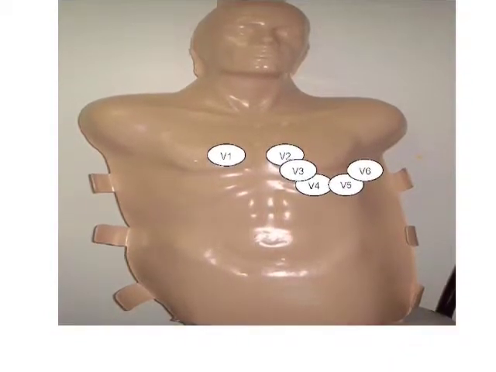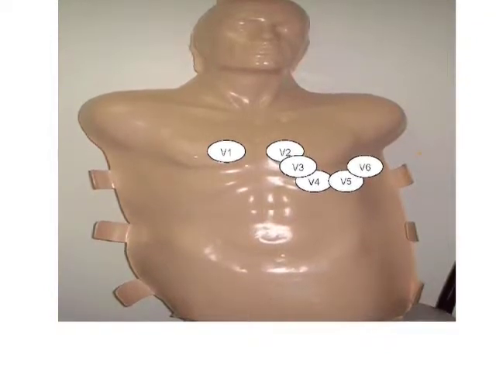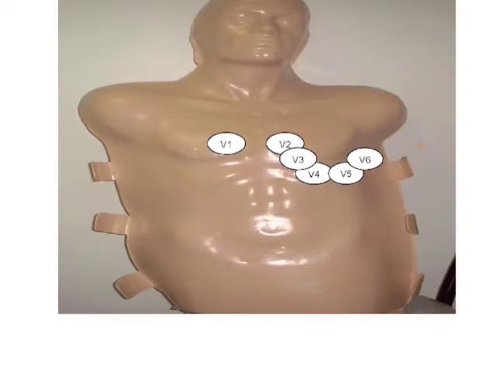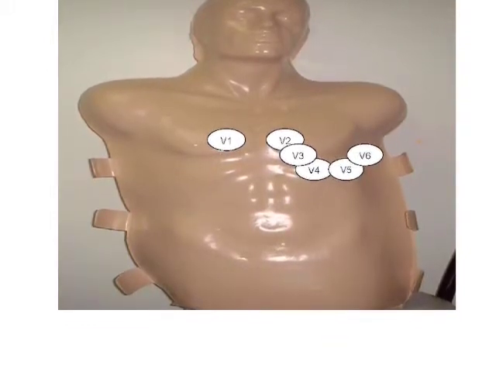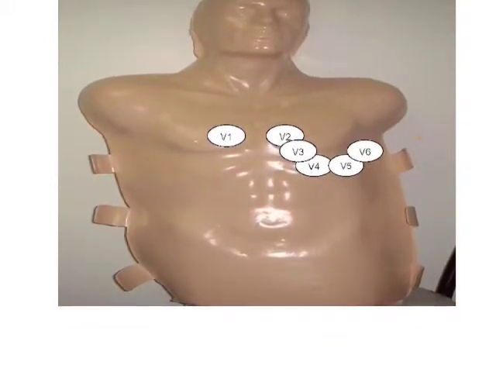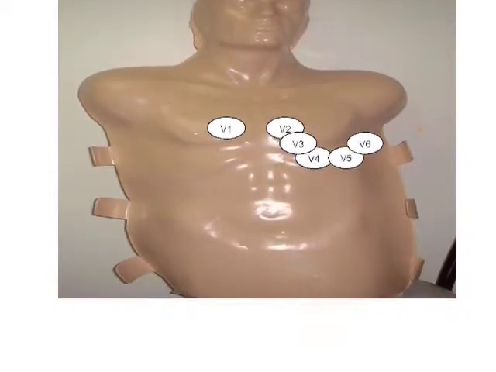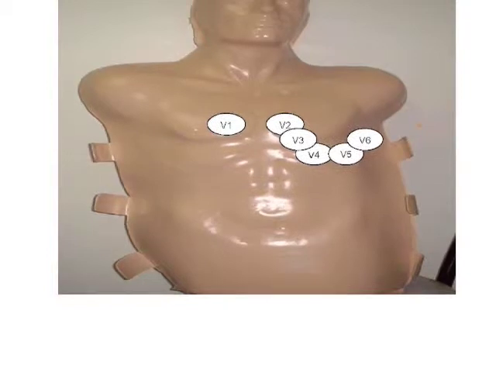V5 is horizontal to V4 at the anterior axillary line. The word axillary means armpit. Anterior is front, so right in front of the armpit. And since it's horizontal to V4, we're still in the 5th intercostal space.